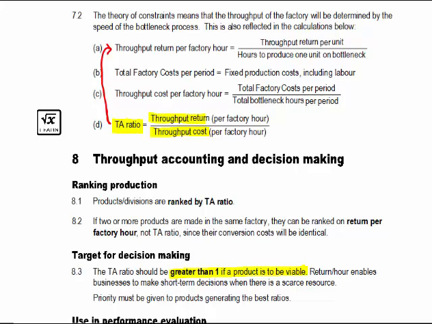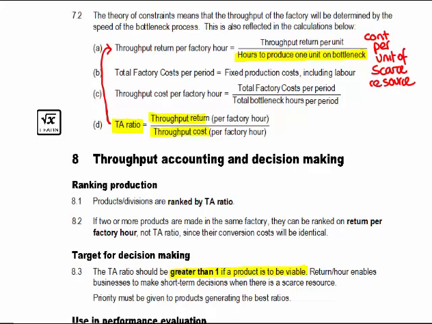So all we're going to take is the throughput return for 1 unit, and we're going to divide that by the hours to produce 1 unit on the bottleneck resource. So this is a little bit like the contribution per unit of scarce resource, once we've identified what that is.